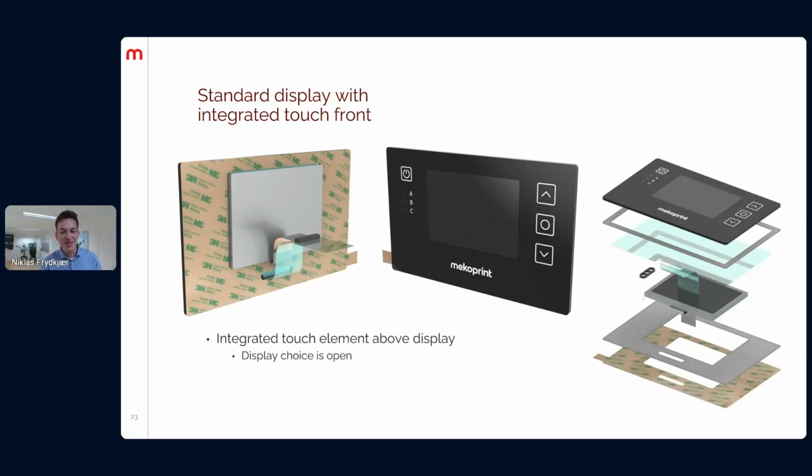This example is a good alternative when the display itself does not need to be touch enabled. Instead, a separate capacitive touch foil is integrated between the cover glass and the display. That means the display choice remains more open because the touch function is handled in the HMI construction rather than inside the display. This can be a cost-efficient solution compared to using a full touch display, especially if the user only needs a limited number of touch functions.